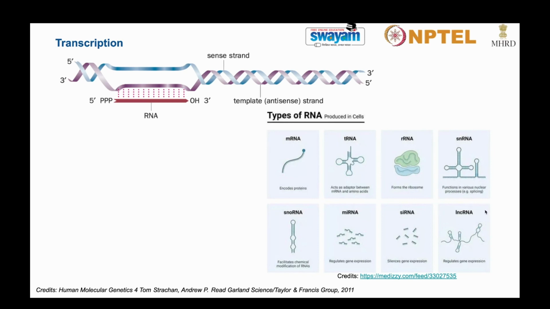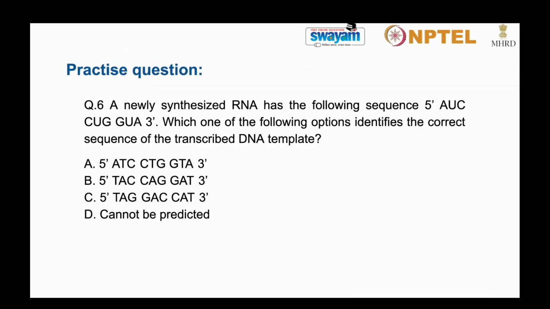Then there are certain long non-coding RNAs which are not coding for anything, but they are regulating the gene expression. So in this way, there are different kinds of RNAs which are produced inside the cell, other than mRNA, which is going to produce the protein. So now we'll be focusing majorly on the mRNA because it is coding for the protein. So let's see this question.